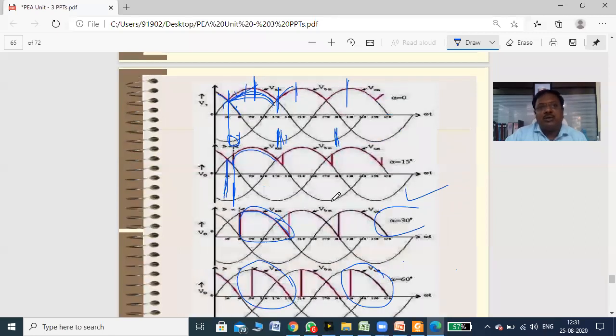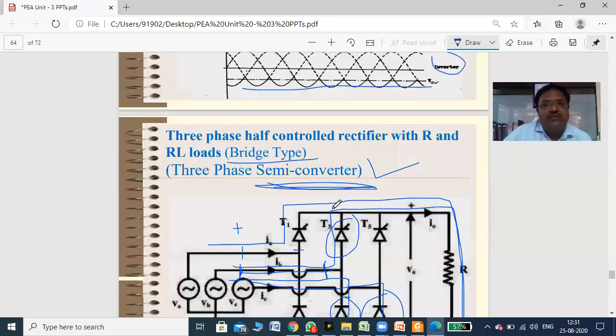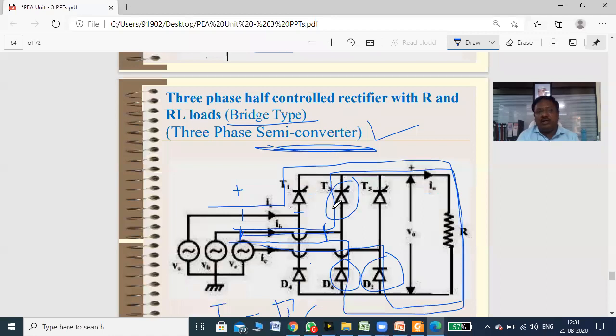So this is about the three-phase half controlled converter with R load, right? Even we can connect RL load. We will see RL load in the next lecture. So this is a three-phase half controlled converter.